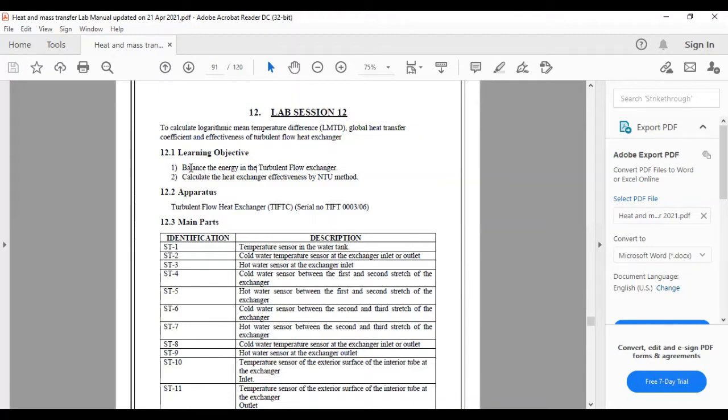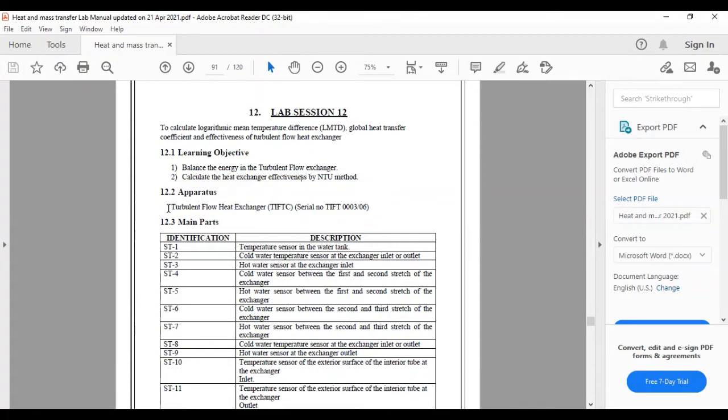First of all, we will balance the energy in the turbulent flow heat exchanger. Balance means that we will balance all the heat in and heat out inside the heat exchanger. Then we will calculate the heat exchanger effectiveness by using the NTU method, that is, number of transfer units.